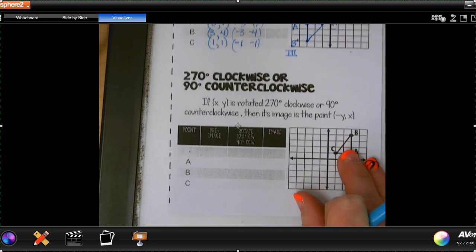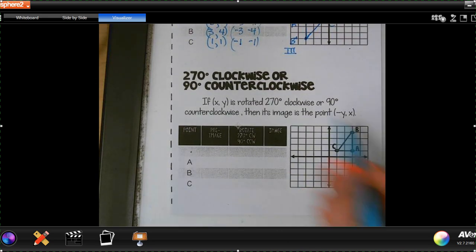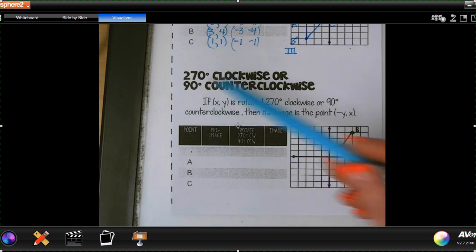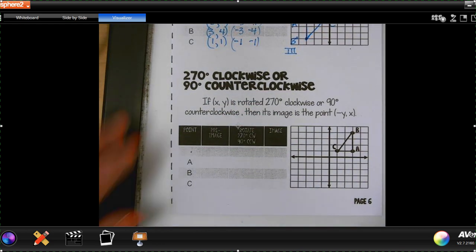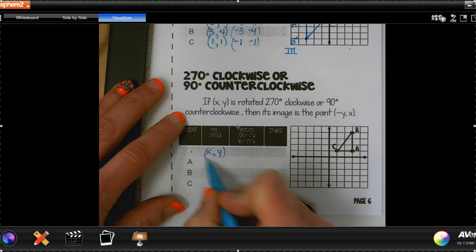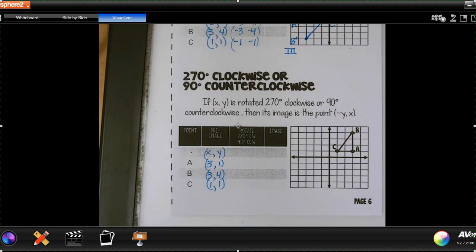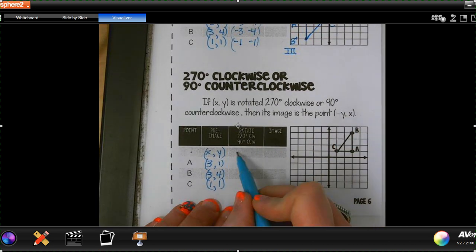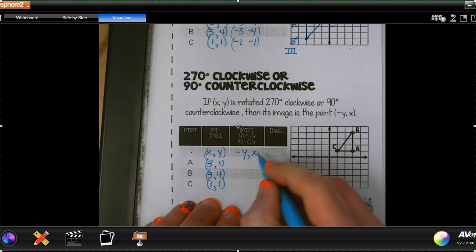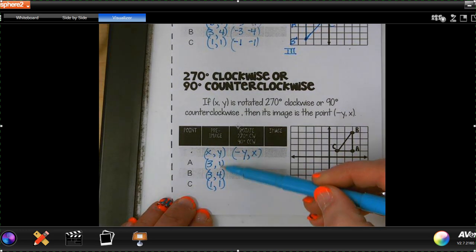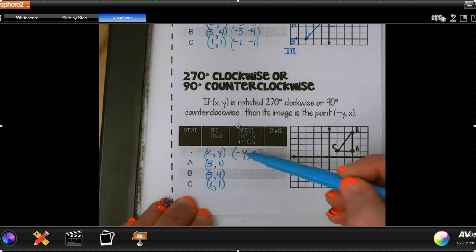So the last one is going to be 90 degrees counterclockwise or 270 degrees clockwise. Okay, and you can see that these two would add up to 360 degrees. So that's why we can do it either way there. So we'll get our pre-image again. Same data points, same triangle that we are going to rotate. All right, now this time the rule is negative y, x. So what does that mean? We're going to take all the y values and we're going to make them opposite.